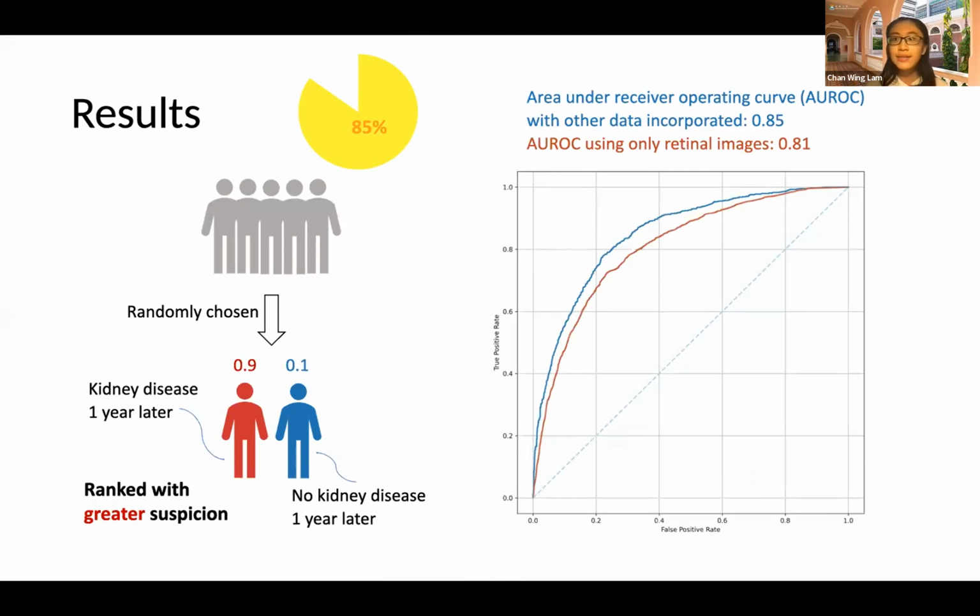So it means that it's 85% probable that a randomly chosen diseased individual is ranked with greater suspicion than a randomly chosen non-diseased individual. So in our project, this would be demonstrated as the randomly chosen diseased individual having a higher score than the randomly chosen non-diseased individual.